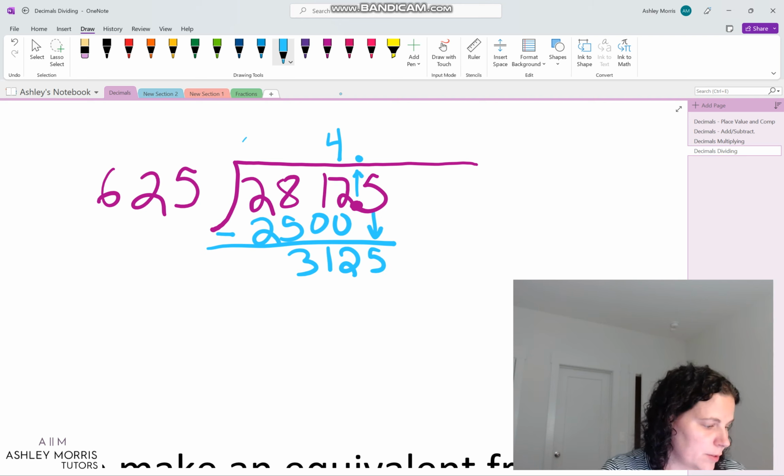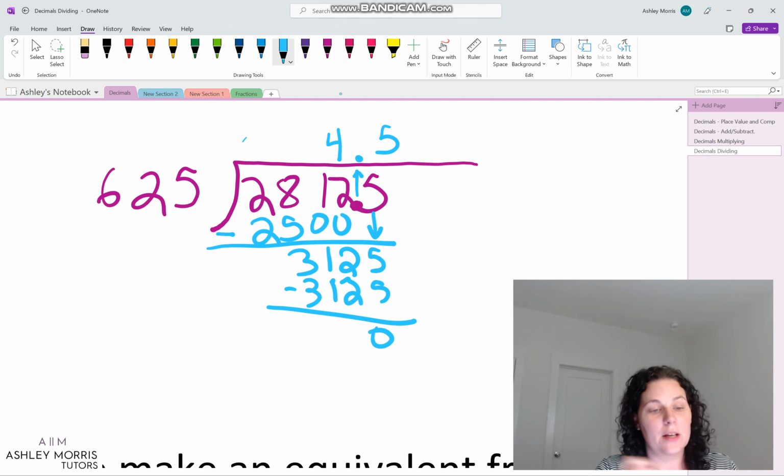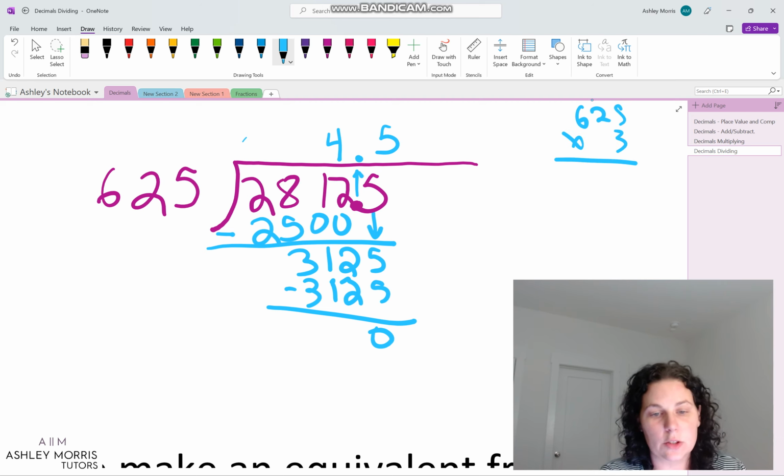So 625 is going to go into 3,125 5 times, and it works out perfectly. Ta-da! 4.5. All that, and all we got was 4.5. And again, if you need to, come over to the side. 625 times 3, 625 times 4, and just keep trying until you get the number you need.